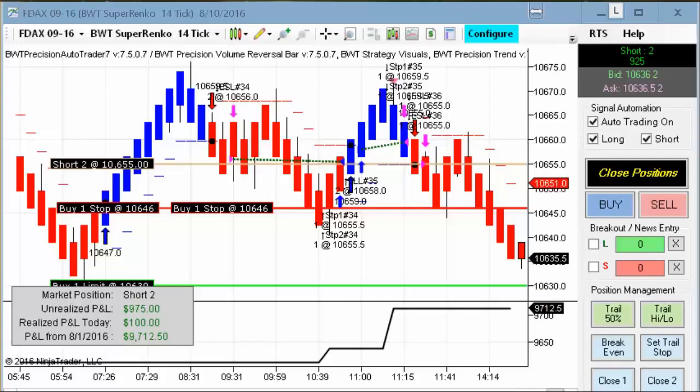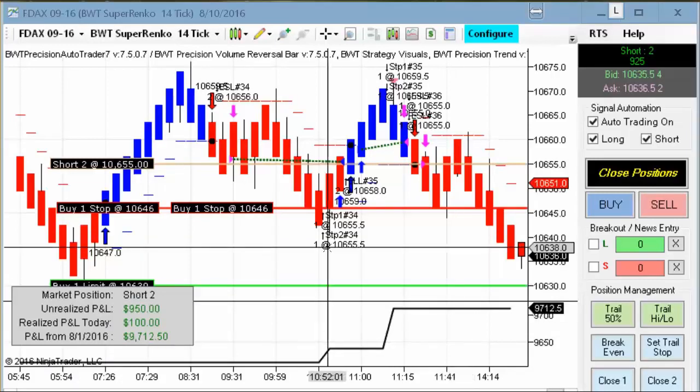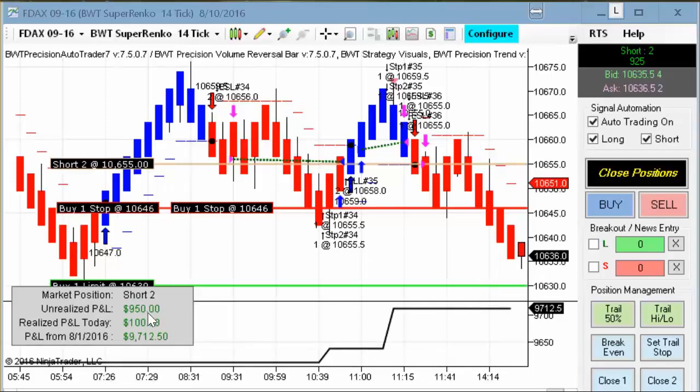Okay, so this is usually earlier than I record the video. It's about 1.5 hours before the regular session closed. So we can see this live trade on the DAX. The open P&L is 950 and the close P&L is 100, and this is our trailing stop.